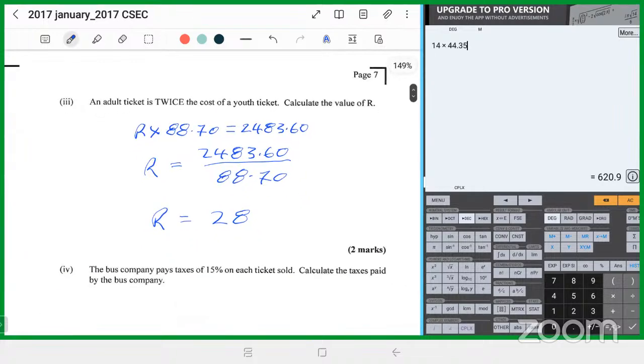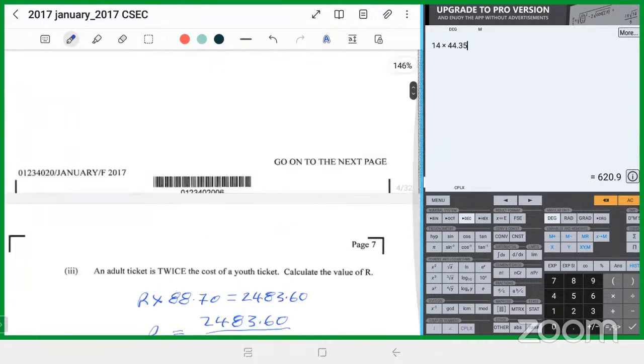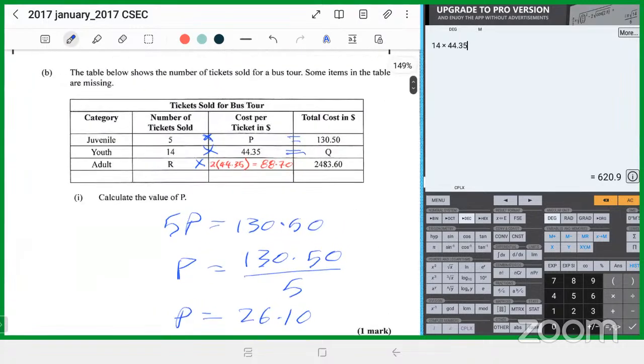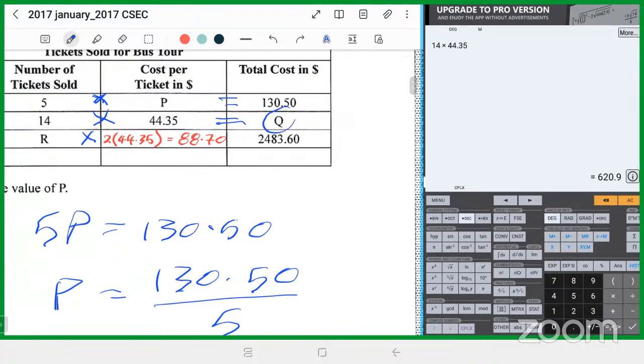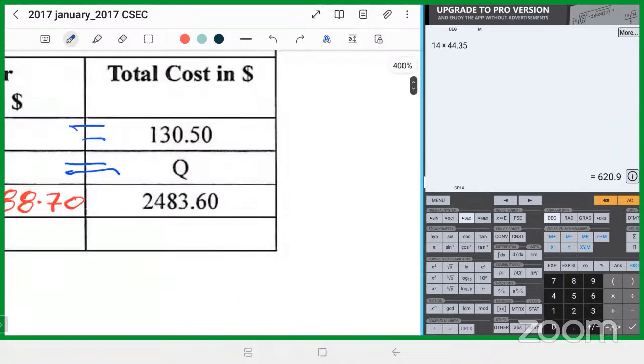All right. The next part says the bus company pays taxes of 15% on each ticket sold. Calculate the tax paid by the bus company. So the tax is 15% of the total. So we're going to have to calculate the total amount of money that was collected for the tour. And the total amount of money is the total right here. What was Q again? We need the Q figure for here. 620.9. Let's put it here. So this figure was 620.90.